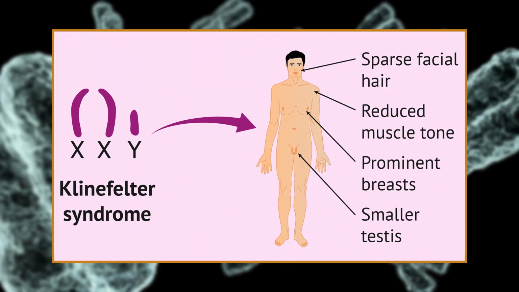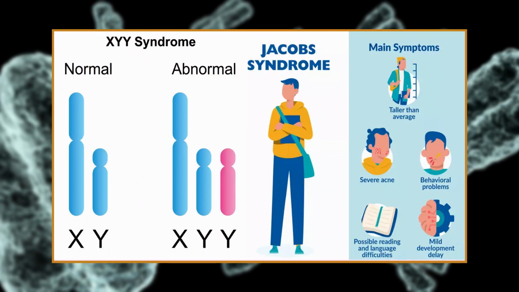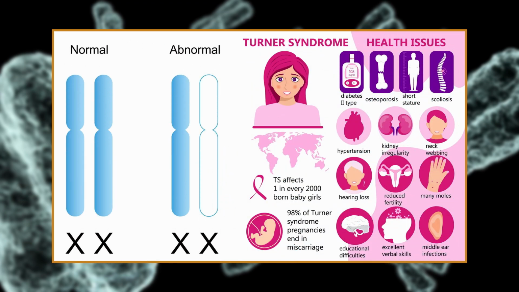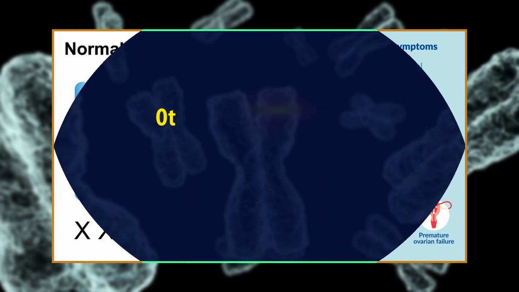Klinefelter syndrome, an XXY condition, affects males. XYY syndrome may result in taller than average height and learning difficulties. We see Turner syndrome, X0, which affects females, causing short height and infertility. Or triple X syndrome affects females, often without major symptoms, but sometimes with learning challenges.